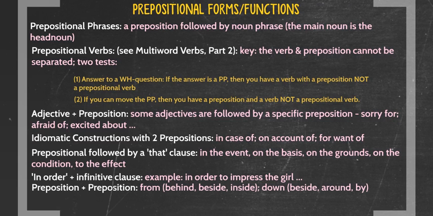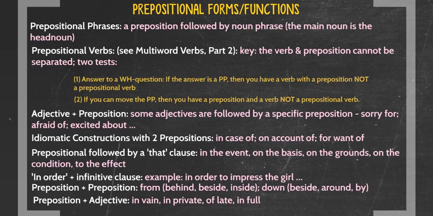Preposition plus a preposition. There are some cases where we have two prepositions together: from behind the box, from beside the box, from inside the box, down beside the cottage, down around the cottage, down by the cottage. Again, these are things that occur in chunk formations, but the problem is sometimes you can use more than one in those instances. So again, teach the students that meaning. From behind, teach them that whole chunked meaning. From beside, they go together, so you should teach students that.